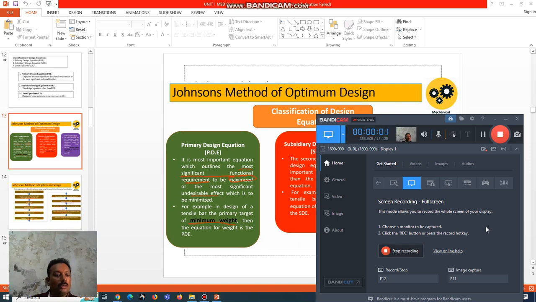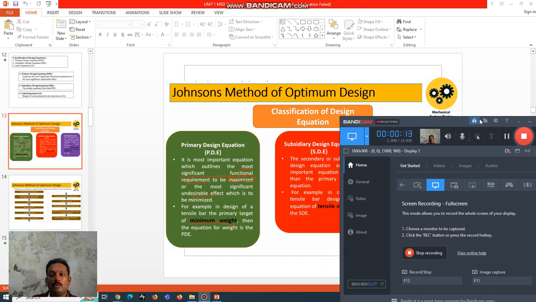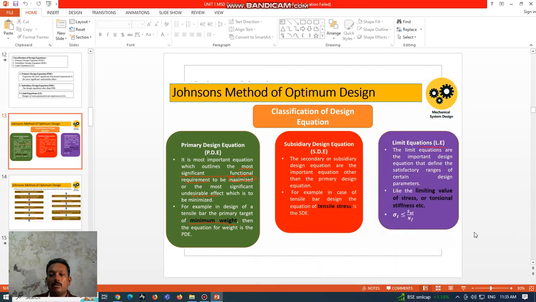Hello students, today we will learn about Johnson's method of optimum design. In the last session we covered what optimum design is. Now today we will see Johnson's method. There are different methods and techniques available for optimum design, or we can say optimization, but Johnson's method is one of the oldest methods of optimum design.